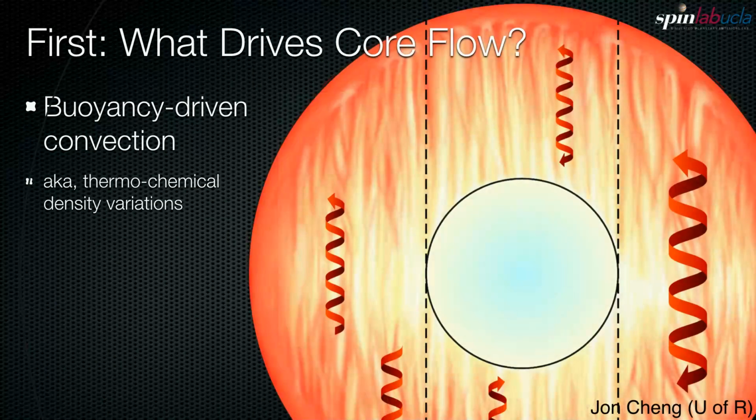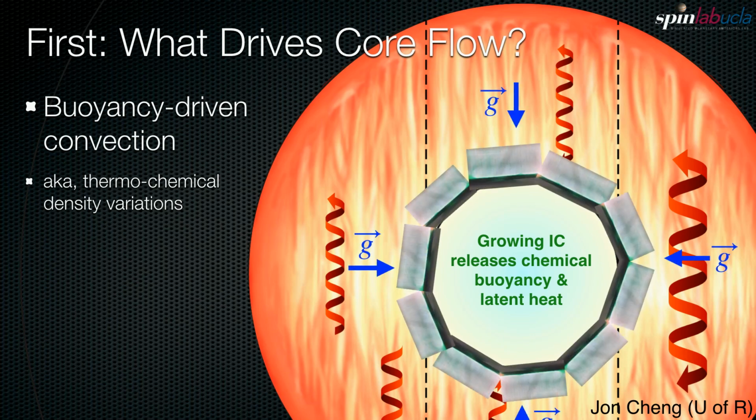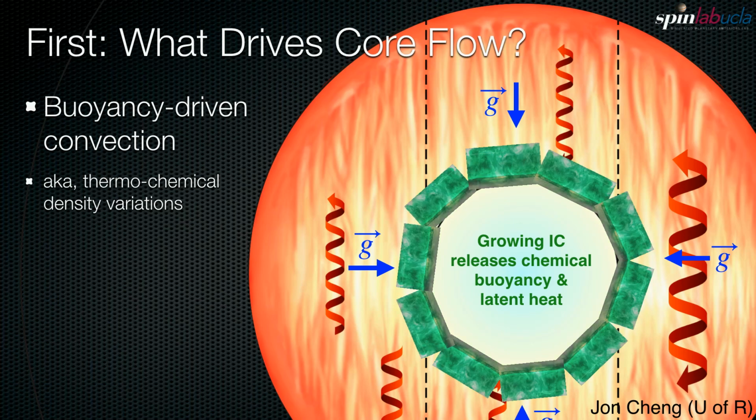So when we look at Earth's core, I've cut out the mantle. We're just looking at the core. And when we look inside the core, we have a growing solid inner core over time. And it is releasing both chemical buoyancy as well as latent heat of formation. So there's thermochemical buoyancy being released here. So in a simple universe, we have a radial gravity field. And as we release that buoyancy, we should then get convection coming away from that inner core.